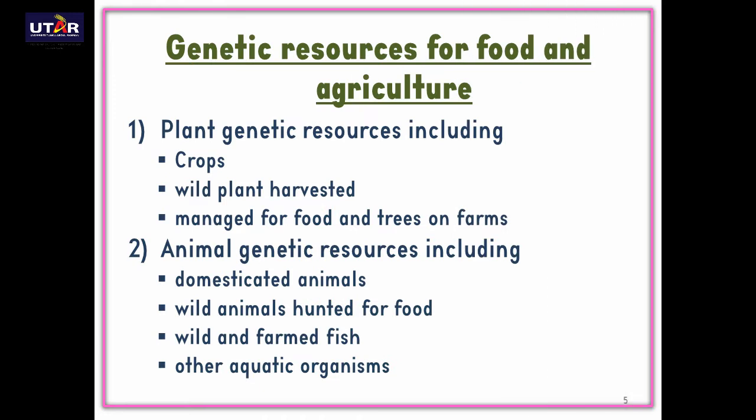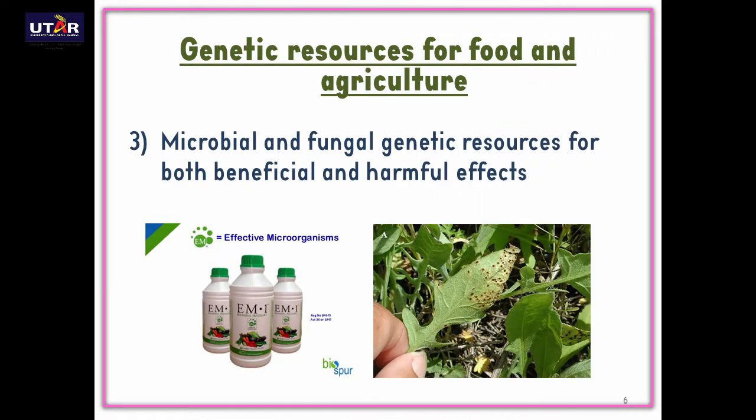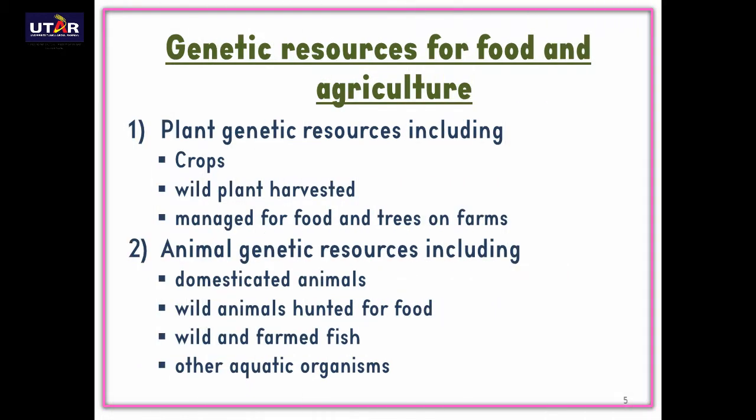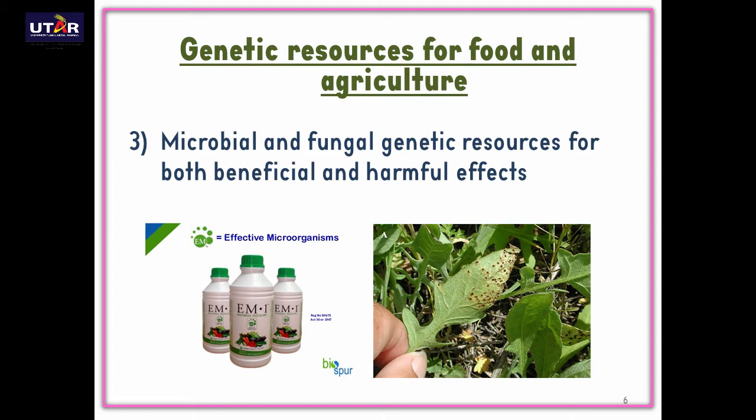So let us start with the first component, genetic resources for food and agriculture. We have plant genetic resources, animal genetic resources, and microbial and fungal genetic resources. Plant genetic resources include crops, wild plants harvested and managed for food, trees, and on-farm plants. Animal genetic resources include domesticated animals, wild animals hunted for food, and wild and farm fish and other aquatic organisms. Microbial organisms have both harmful and beneficial effects.